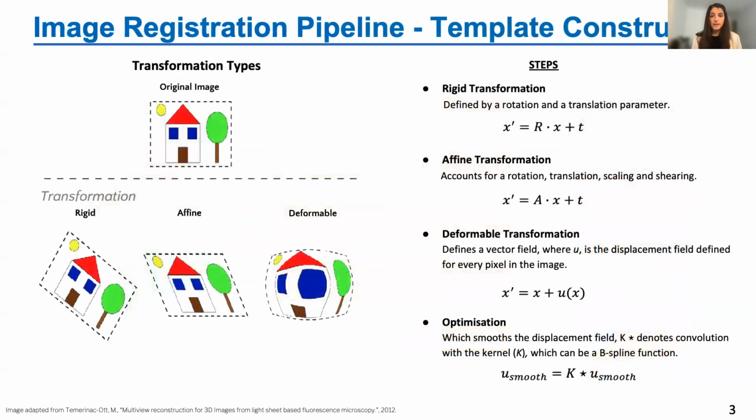Here, for the template construction, first, we performed a linear transformation using rigid and affine transformation accounting for rotation, translation, scaling, and shearing. We then applied the deformable transformation, which is defined by the vector field of the displacement field for every pixel in the image. We then applied optimization, which smooths the displacement field defined by the convolution with the kernel, which in this case is the B-spline function.